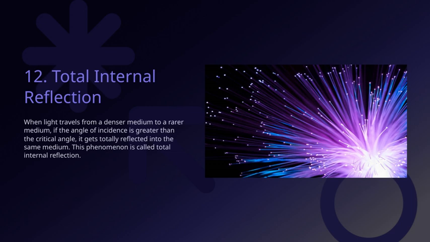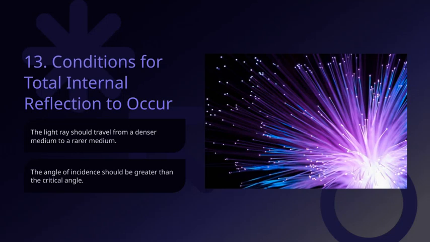It's a fascinating phenomenon because it allows light to stay trapped within a medium, which has practical applications like fiber optics and optical devices. Understanding this concept helps us grasp how light behaves at boundaries and how we can harness these effects in technology. When considering the conditions for total internal reflection, the angle of incidence plays a crucial role.